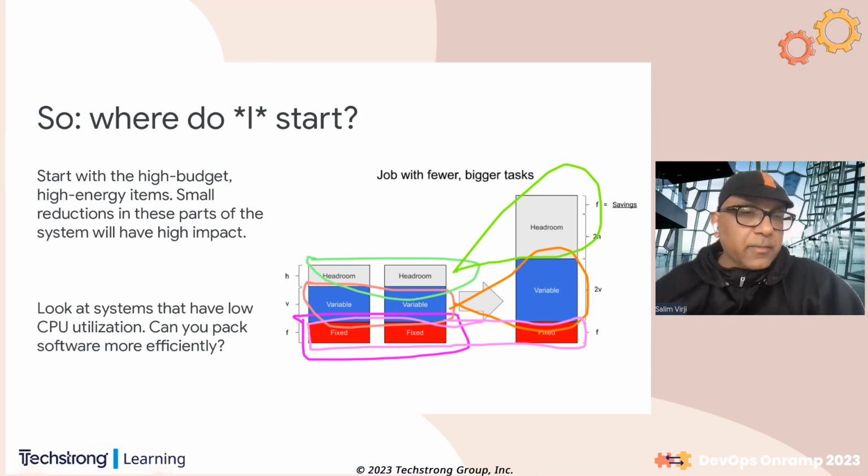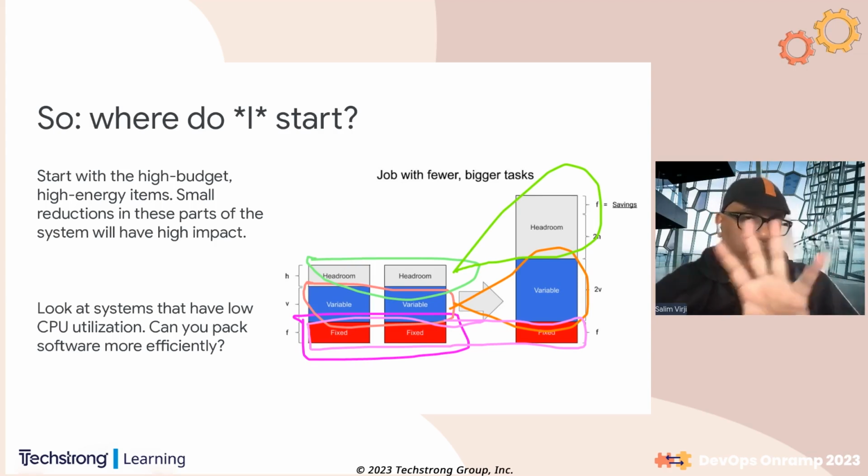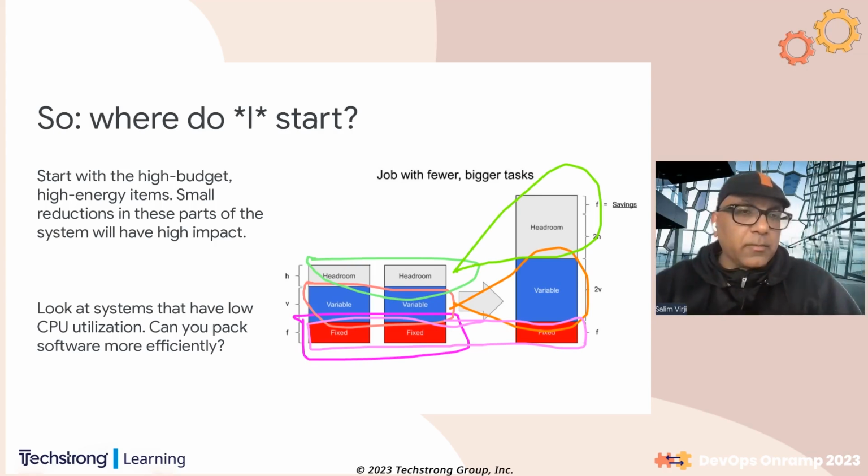And right here, this says that these systems in this illustration are suffering from low CPU utilization. So what we did is we packed the software more efficiently and wound up with overall more efficient savings.